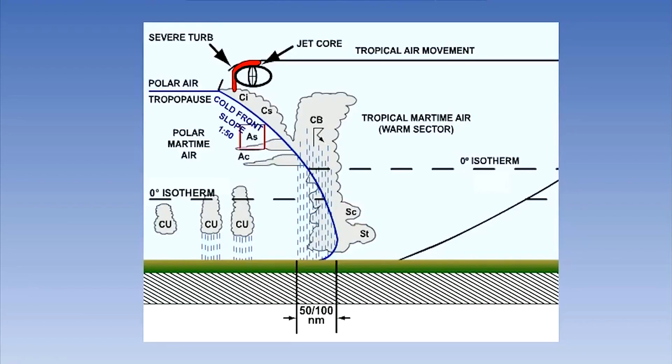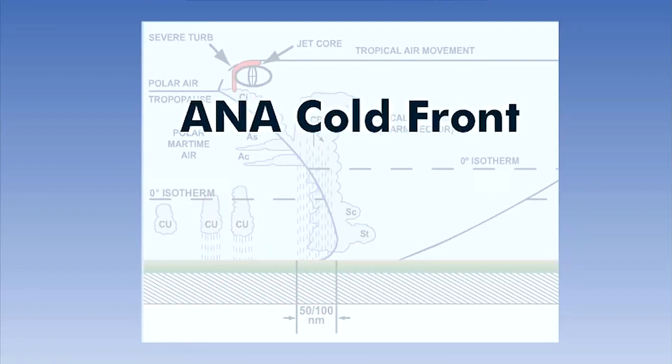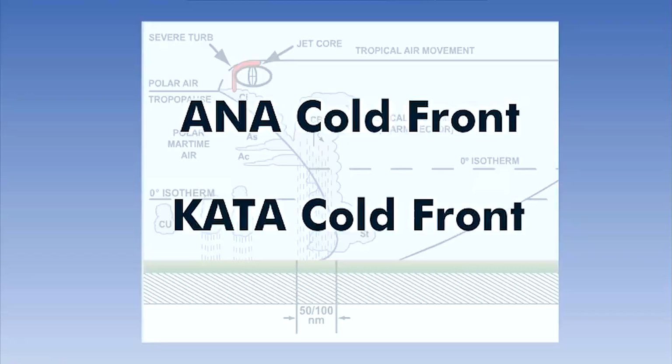Then we have stratocumulus layers, altostratus, altocumulus, cirrostratus, cirrus. Remember, this is a typical cold front, also called an anacold front, but not all the cloud types will be seen on all occasions. We can have a catacold front, which tends to be much less active with fewer cloud layers due to descending air.